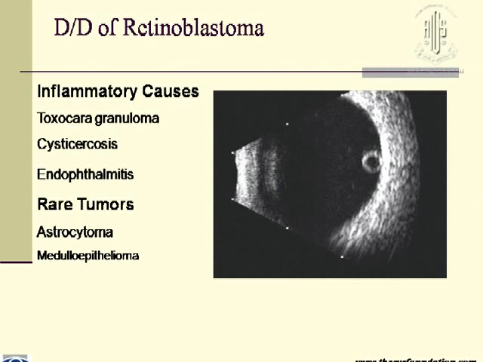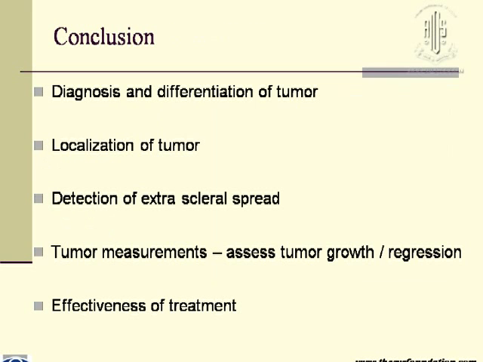Rare inflammatory causes and tumors like astrocytoma and medulloepithelioma can also present with leukocoria, but echography is very useful to distinguish these entities. To conclude, B-scan ultrasonography is very useful in the diagnosis and differentiation of tumors, to know the exact location and its spread beyond the ocular tissues, and for measurements which are important to follow up and to know the effectiveness of treatment.